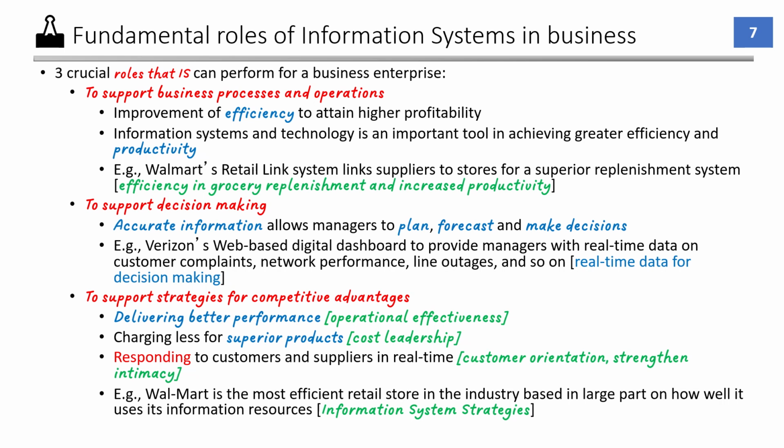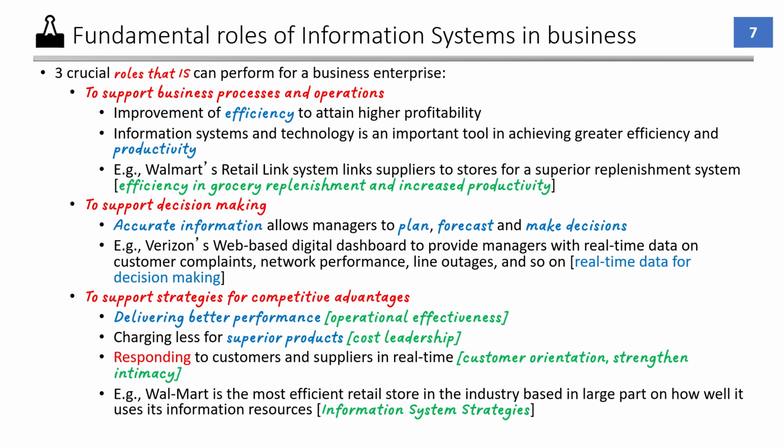The second role is supporting decision making. Information systems provide accurate and timely information that helps managers plan, forecast, and make better decisions. Tools like dashboards and reports allow managers to see real-time data, such as sales performance or customer complaints, so they can respond quickly and effectively.